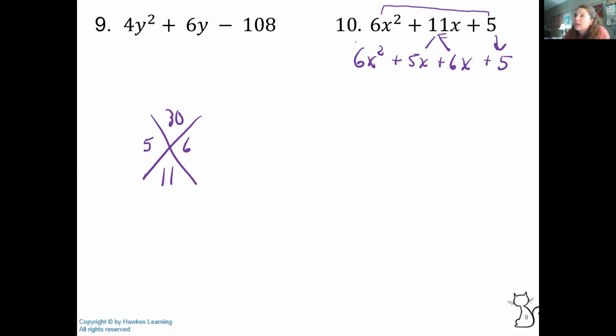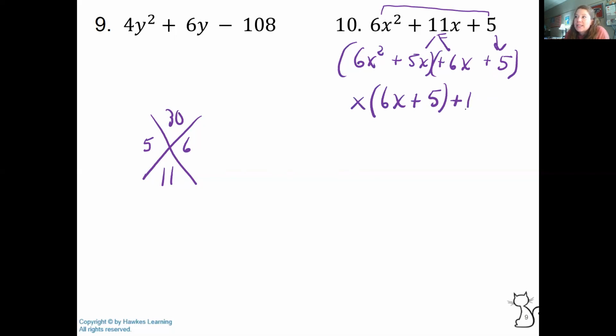So now we're going to do grouping. What do the first two terms have in common and what do the last two terms have in common? Well, the only thing that these two have in common is an x, right? Well, 6x squared divided by x is 6x. 5x divided by x is positive 5. Now, that's what we have right here, isn't it? So what could I divide these two terms by to get the same number? Well, isn't anything divided by 1 itself?